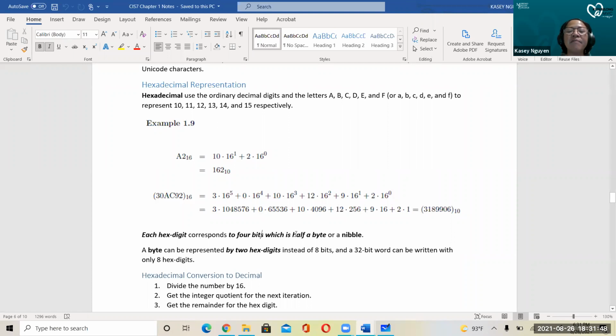And half of a byte, or 4 bits, its name is a nibble, which is half of a byte. So a byte can represent 2 hexadecimal digits.